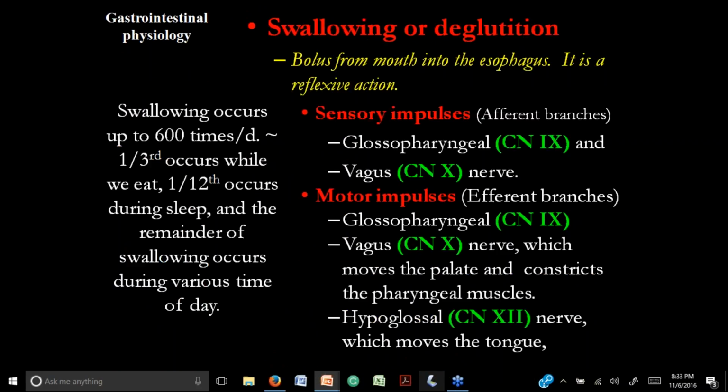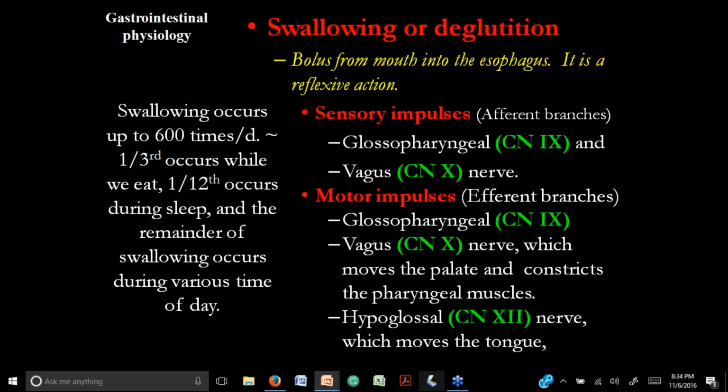Swallowing, or deglutition: moving the bolus from the mouth into the esophagus is a reflexive action. We can control the swallowing voluntarily at the beginning, but later on it works automatically through the smooth muscles. As you can tell, swallowing involves both voluntary and involuntary muscles.